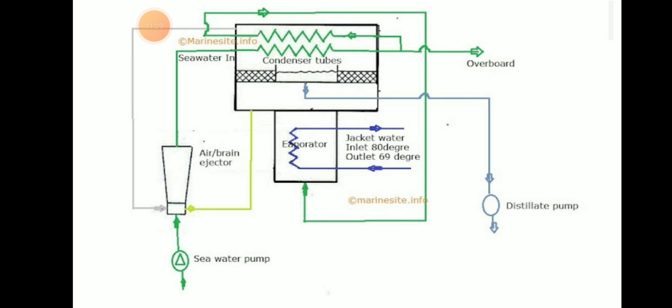There is the seawater pump, air and brine ejector, seawater, condenser tubes, and usually in my vessel we have a tube type freshwater generator. Then the distillate pump will be there, condenser tube, jacket water inlet at 80 degrees Celsius and outlet at 69 degrees Celsius and all. Okay. Thank you.